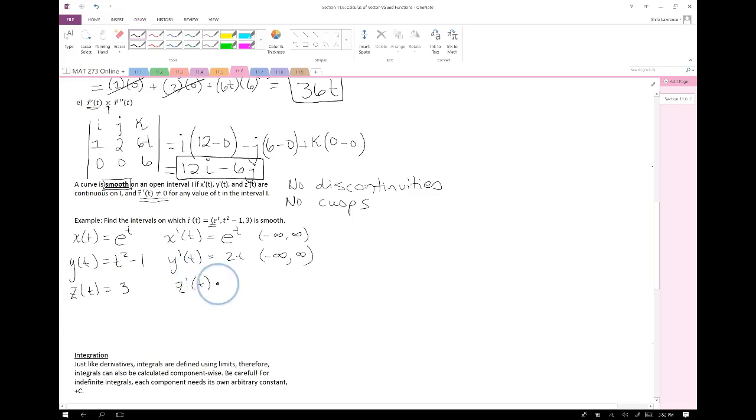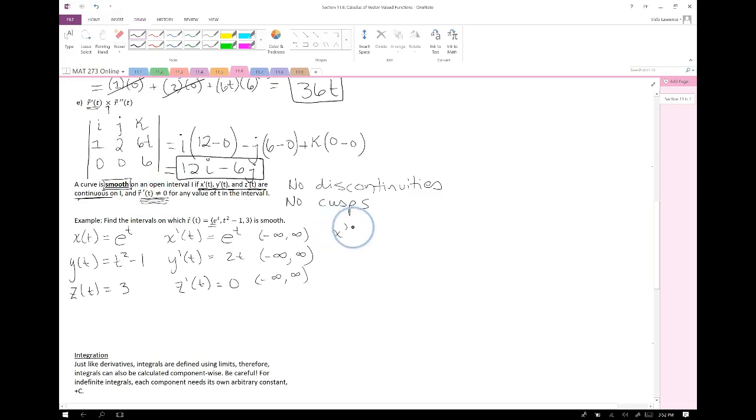Z prime, since z is a constant, z prime is 0, which technically, again, is just a line. So it's continuous from negative infinity to infinity. But that's not all the work we need to do. So far, all we've confirmed is that x prime, y prime, and z prime are continuous everywhere. We also need to make sure that all of the components don't equal 0 at the same exact time.